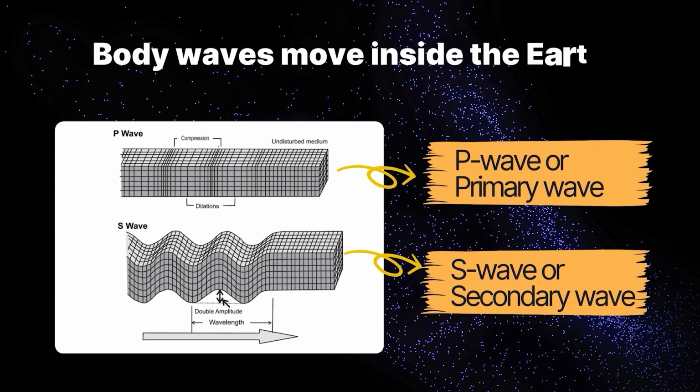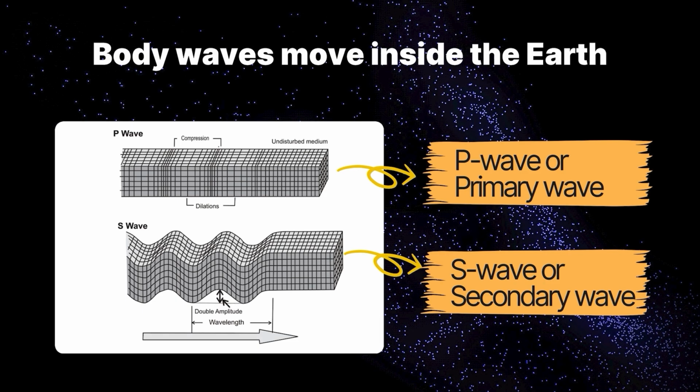Here in this diagram I have tried to show you the body waves, how they move inside the earth. The P waves move in this manner. They have compression and dilation through the undisturbed media. But S waves travel like sound waves. They have a double amplitude and they have a wavelength here. So secondary waves travel more or less like waves in the water when you drop a stone in stagnant water.